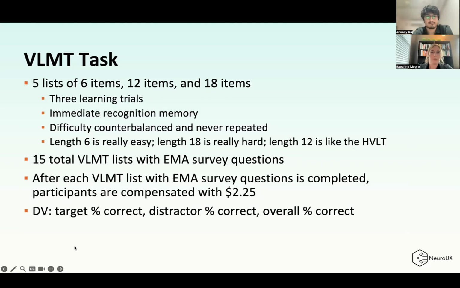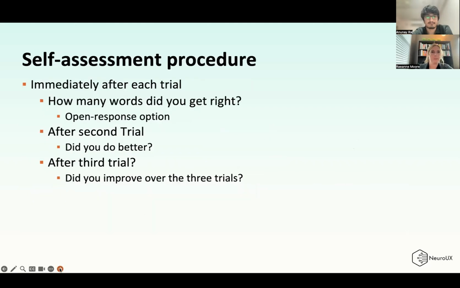They were also coupled with EMA surveys. We also did a self-assessment procedure where immediately after each learning trial, we asked, how many words do you think you got right? That was an open response option. And then after the second trial, did you do better than you did on the first trial? And after the third trial, did you improve over the 3 trials?